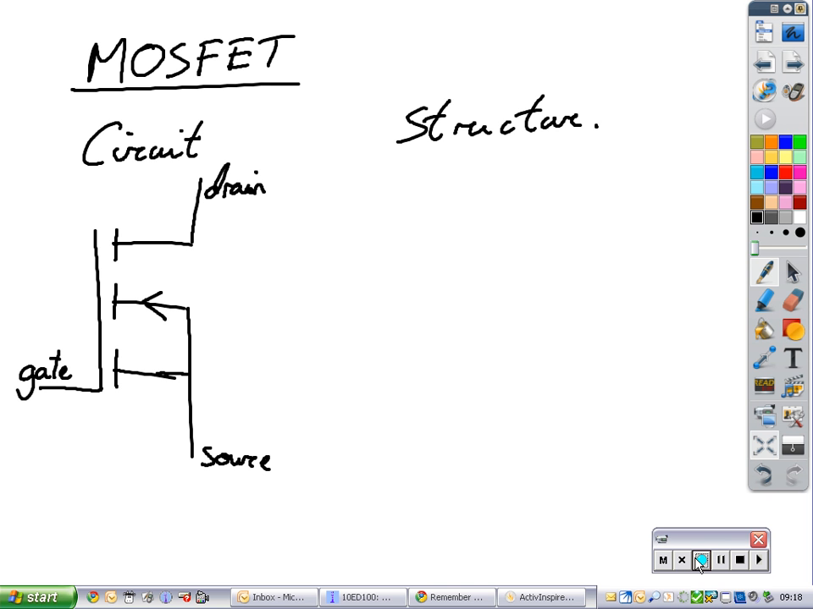Okay, so be able to say what the MOSFET is and how it works. Oh, you don't have to draw it, you just have to identify it from a diagram. Right, good. Okay, right.